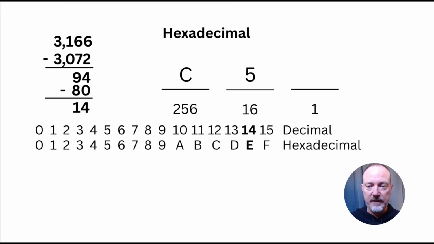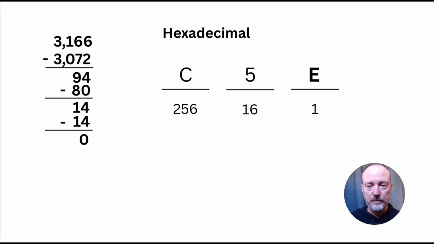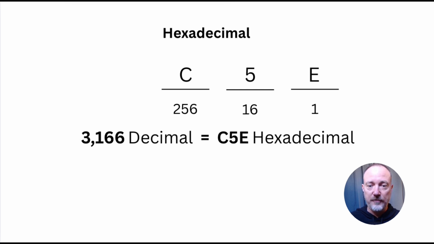So we have to go back to our hexadecimal and decimal conversion here. A 14 in decimal is represented as E in hexadecimal. So in the ones place, we put an E, and that accounts for the last 14 of decimal. When we subtract that out, 14 minus 14 is 0, so we know we are done with our conversion at this point. So our final conversion, 3,166 in decimal, is equivalent to C5E in hexadecimal.